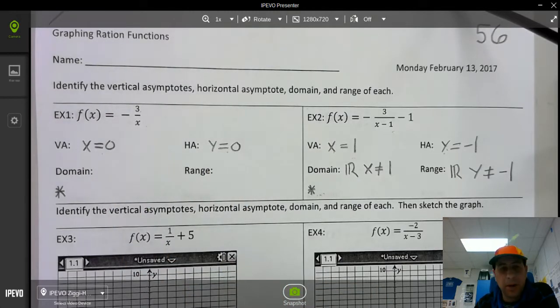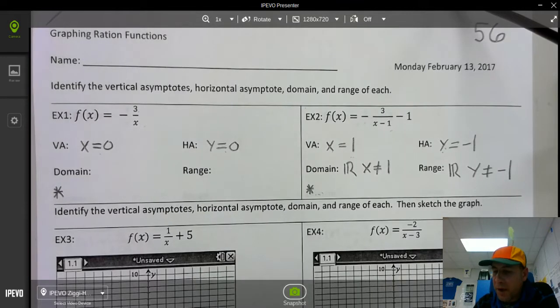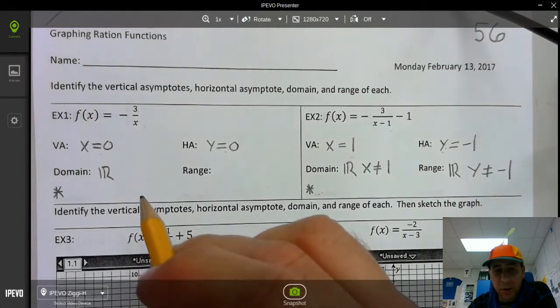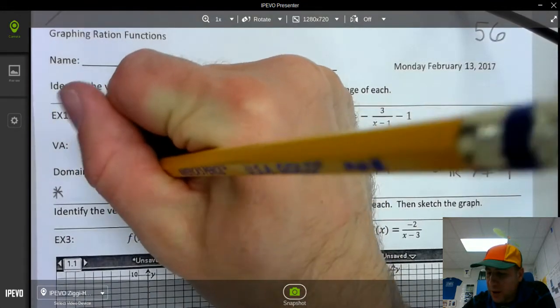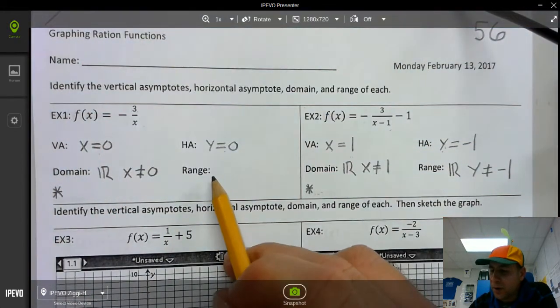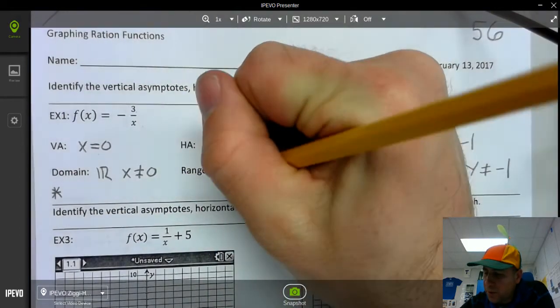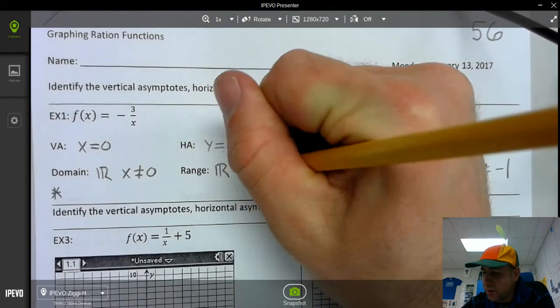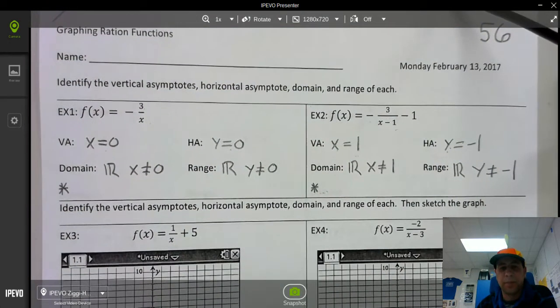Now we know that the domain of a rational function is all real numbers, but it excludes the vertical asymptote. So x does not equal 0. And the range we know is all real numbers, but it excludes the horizontal asymptote, which is y equals 0, so the range does not include 0. All right, so finish up example number 1 and 2, or checking example 1 and looking over example 2.